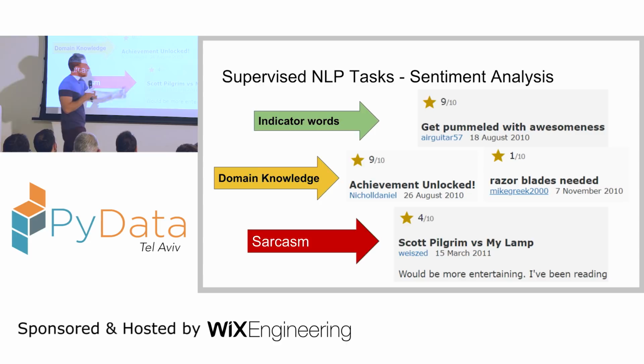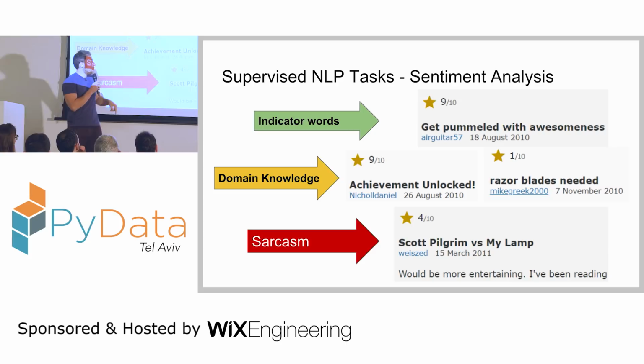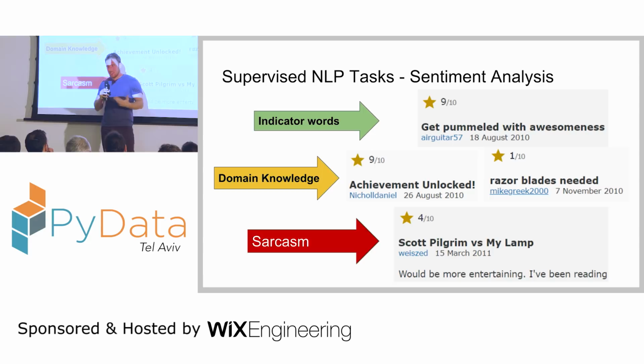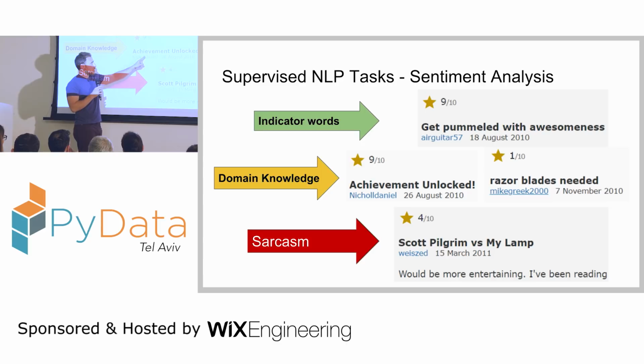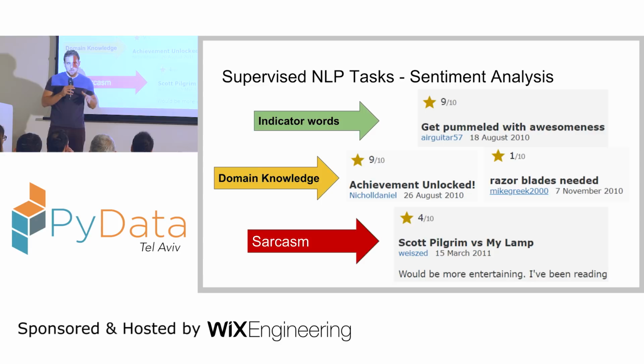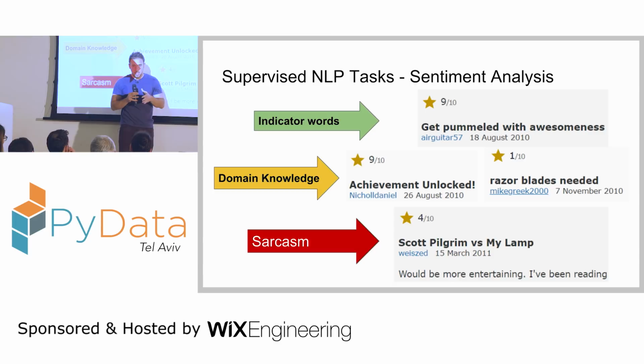The first comment is actually pretty simple to classify. I have indicated words like awesomeness, good, bad. It reminds us of classic text classification. However, sentiment analysis requires a decent amount of domain knowledge. For example, if I see this comment, "achievement unlocked," one needs to know that this specific movie is about computer games, and that "achievement unlocked" is positive in the context of computer games. And these things are pretty hard to model.